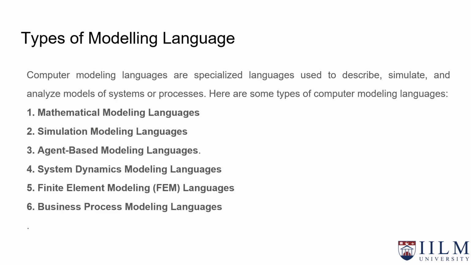So these are some types which are specialized and used to describe, simulate and analyze models of systems or processes. Some computer modeling languages are mathematical modeling language, simulation modeling language, agent based modeling language, system dynamics, and FEM, that is finite element modeling. Then BPML, business process modeling language. More or less, you all know what mathematical simulation and BPML are. We'll see everyone in detail.